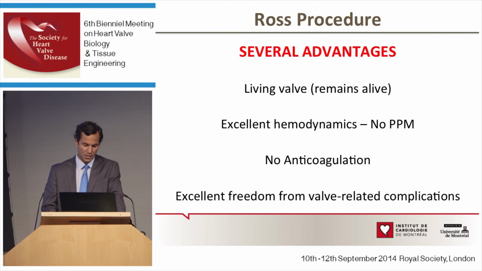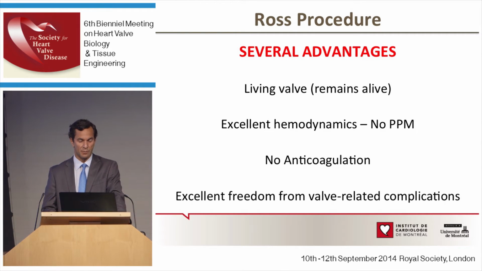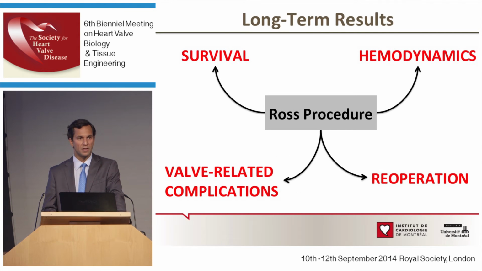Now, the potential advantages of the Ross procedure, as we said, it's a living valve which remains alive, and it really is the only operation for the aortic valve that allows this to happen. It has excellent hemodynamics with no patient prosthesis mismatch. It requires no anticoagulation and has excellent freedom from valve-related complications. And therefore, one would expect that because of all these elements, one would have better survival, hemodynamics, and so forth, which is what we'll look at just now.